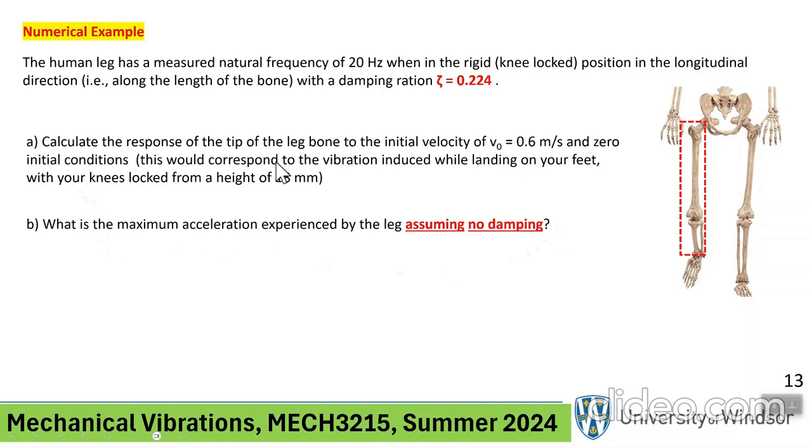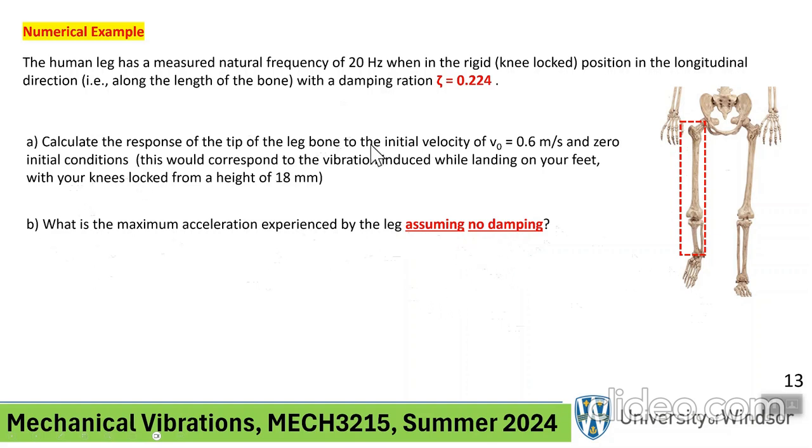So that's part A. It says calculate response, meaning give me the solution of x versus time. X is the response of the leg. Remember, I visualize this thing as a mass, spring and damper, with the mass down here. And part B is what is the maximum acceleration experienced by the person without any damping. Okay, let's not worry about B right now.